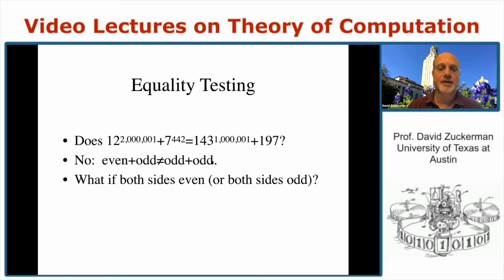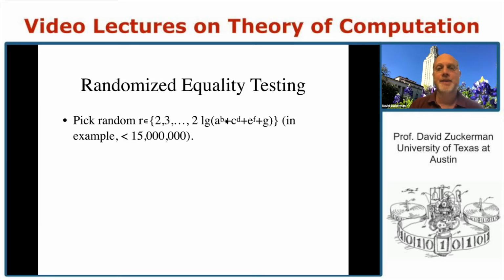Well, is that just a cheap trick? What if both sides are even or both sides are odd? What can you say then? Well, the insight is that odd or even is the remainder modulo 2. But why is 2 so special? What about looking mod other numbers? So this hints at the randomized algorithm.